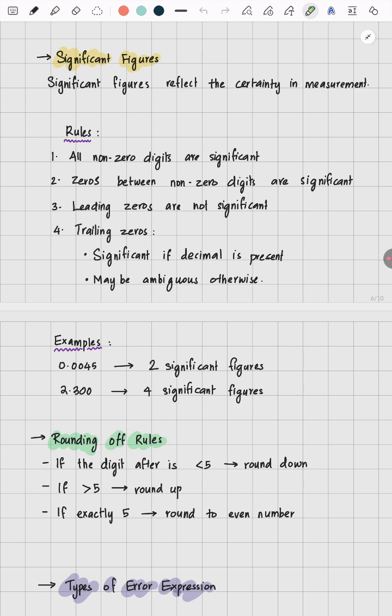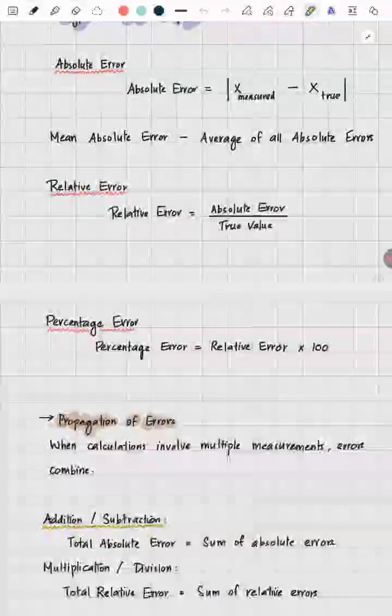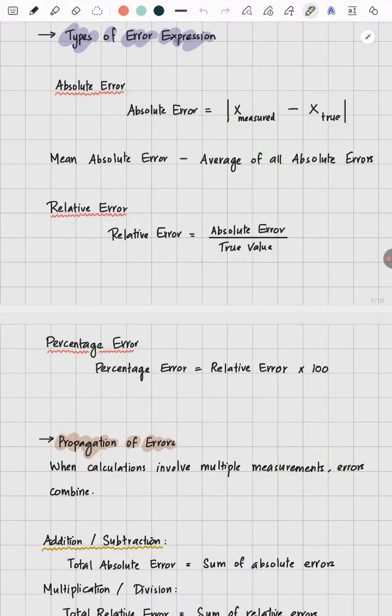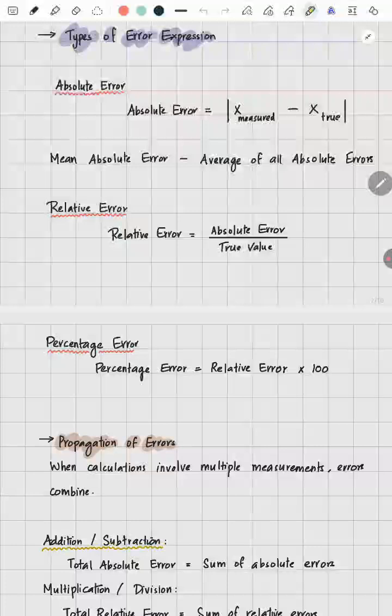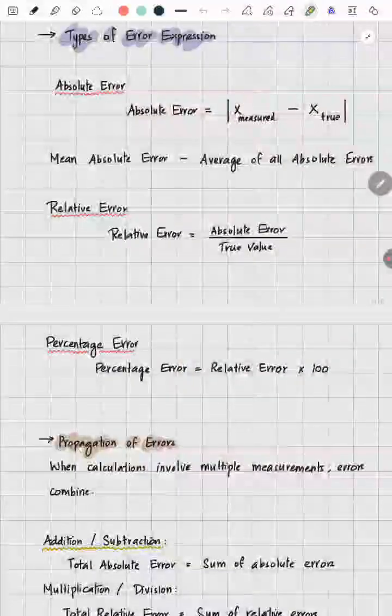Now, let us discuss how errors are expressed. One common way is absolute error, which is simply the difference between the measured value and the true value. Since we are concerned with the magnitude of error, we usually take the absolute value. Another way is relative error, which is the ratio of the absolute error to the true value. This gives an idea of how large the error is in comparison to the actual value. When this is multiplied by 100, we get the percentage error, which is often used to express accuracy in a more understandable way.